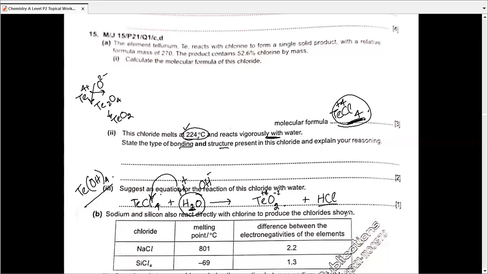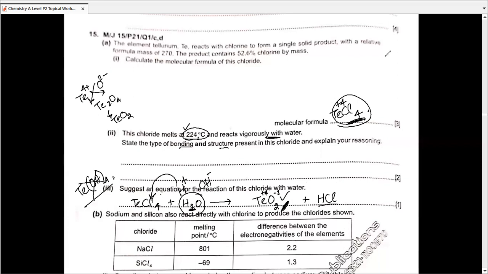So this might be a chance, but since we're unsure, we're not going to go with this. We're going to go with this. This is not risky. This is always a sure answer, forming an oxide.